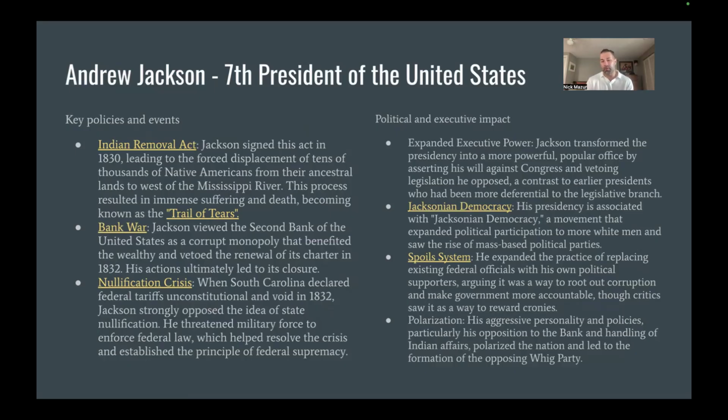And this is also demonstrated in his practice, as being in charge of the executive branch, in terms of the spoils system.